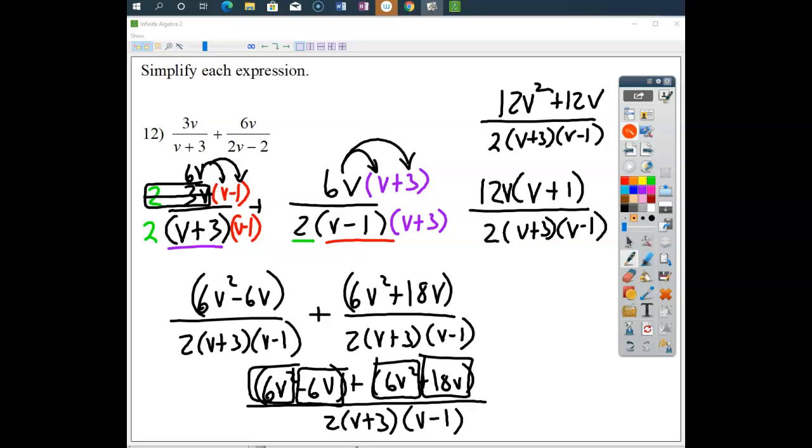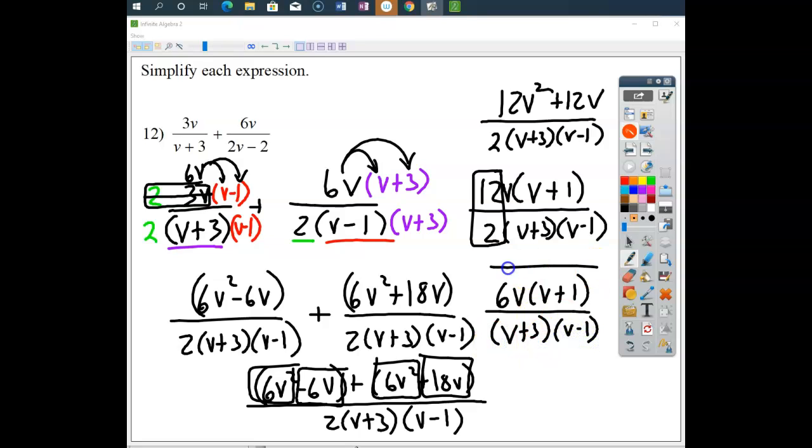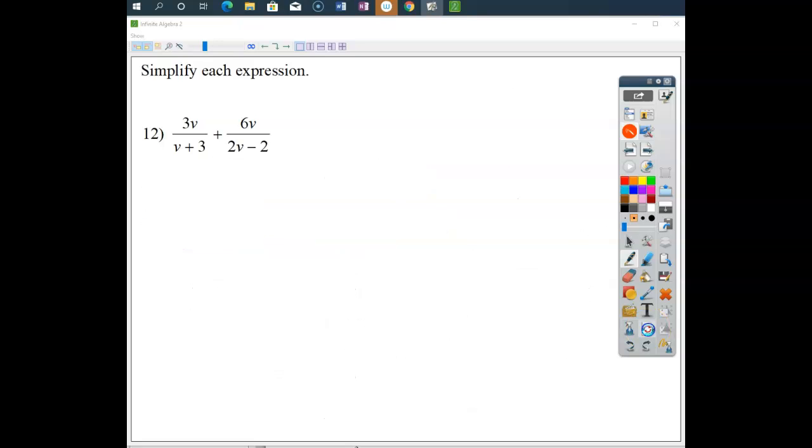And then after that, we're going to reduce. Now, I don't see any factors that'll just cancel, but I do see that I can reduce the 12 with the 2. And so that'll give me 6v times v plus 1 over v plus 3 times v minus 1. Okay? And there we have it.